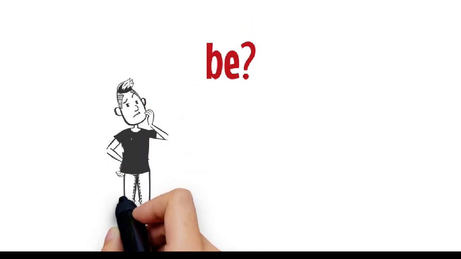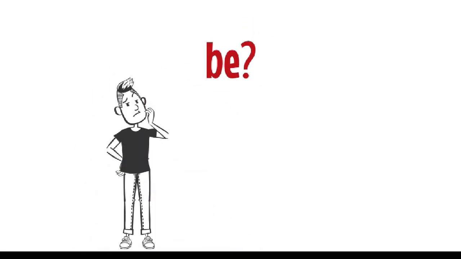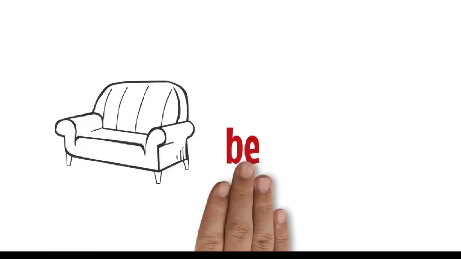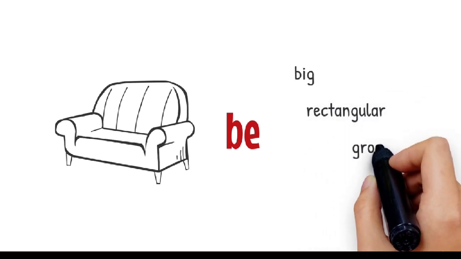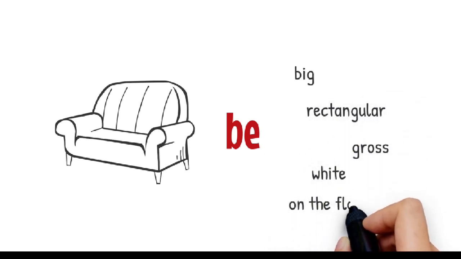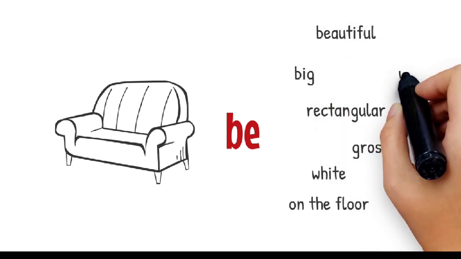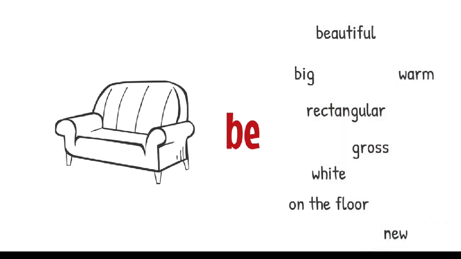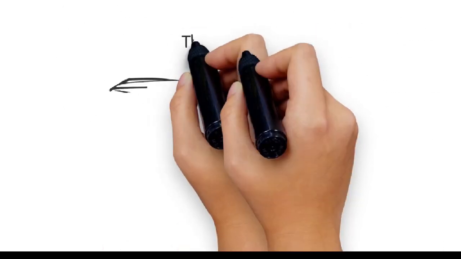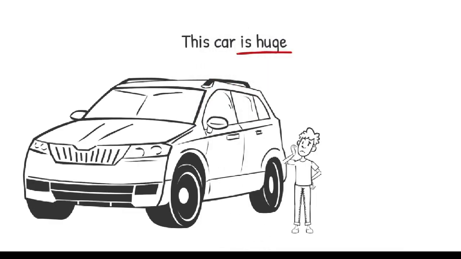Okay, when and why do we use the verb be? We use be after the subject when we want to describe it. The description could be the subject's size, shape, taste, color, location, appearance, temperature, state, or any other characteristics of the subject. For example, size. This car is huge.